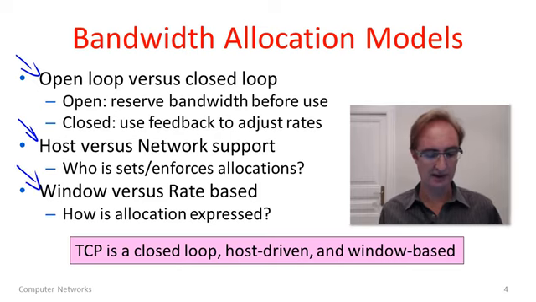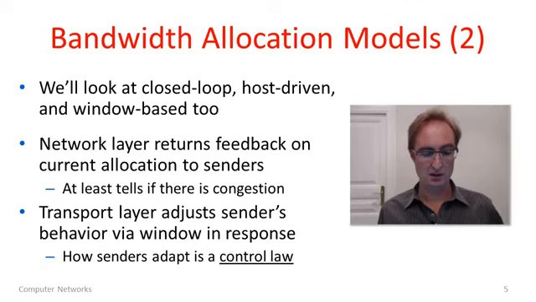And also, in terms of the allocation, we can have an allocation expressed either in terms of the size of the sliding window, or as an absolute rate such as 1 packet per second directly. Both of these are going to provide us with ways of controlling the amount of network capacity that's used by a sender. TCP in this sort of schema or framework is a closed-loop, host-driven, window-based bandwidth allocation scheme. And that's where we're going to look, because we're mostly going to study TCP. This is the scheme that's been successful and is used in the internet.